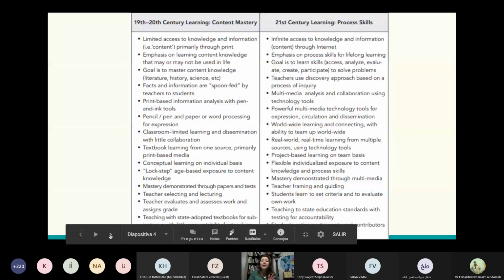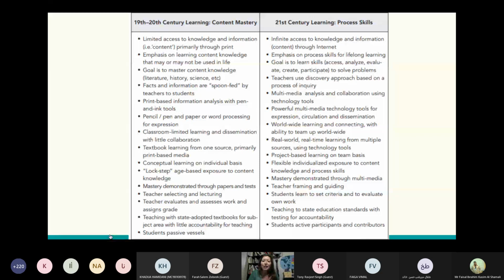Okay, so I want to just quickly share a very brief list with regards to 19th to 20th century learning and content mastery, moving into the 21st century learning and process skills. This is a big list. I do have a much better image following, but I just want to take a second for you just to look at the differences even within how we approach education inside and also outside of the classroom.